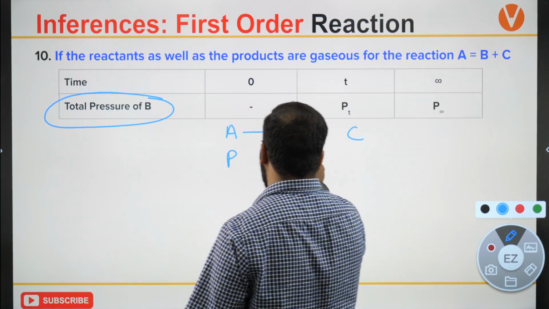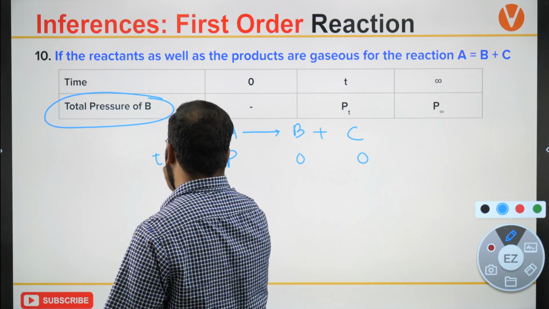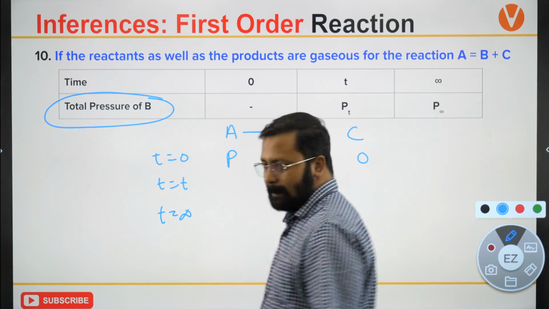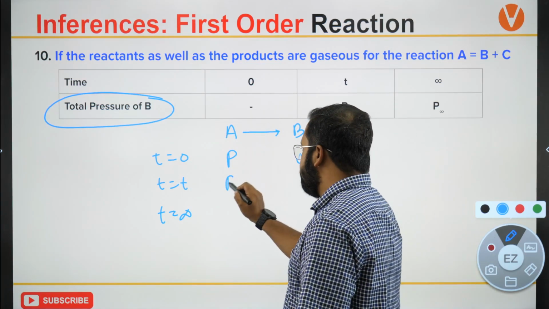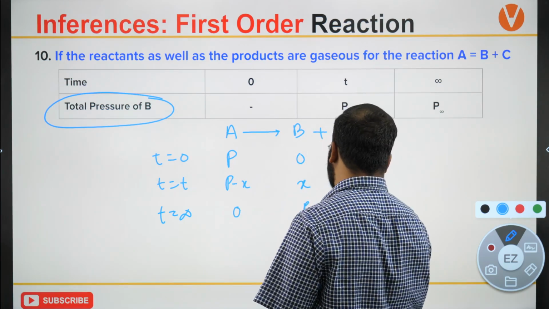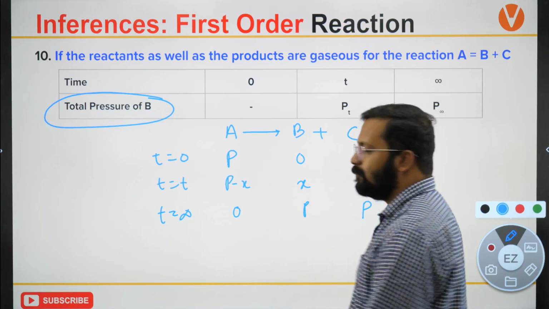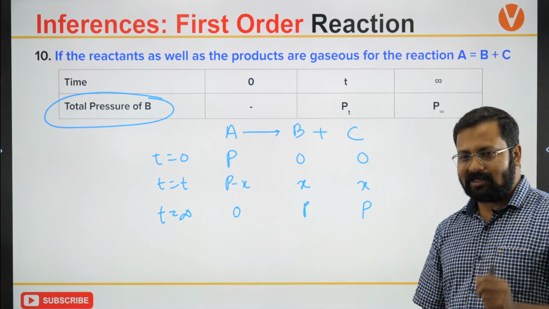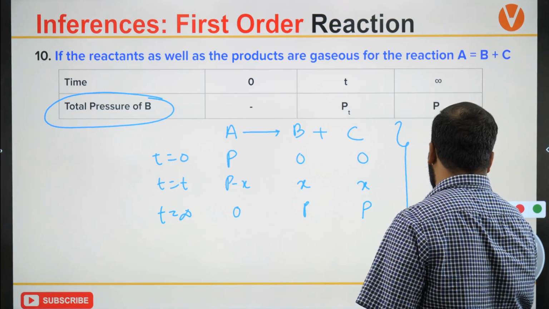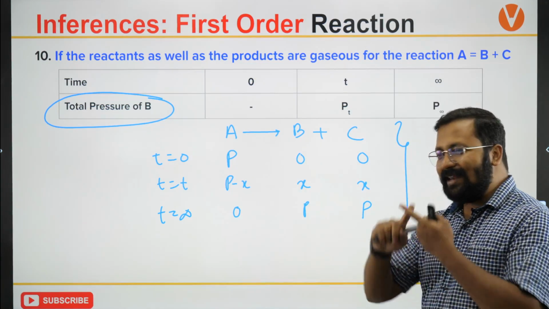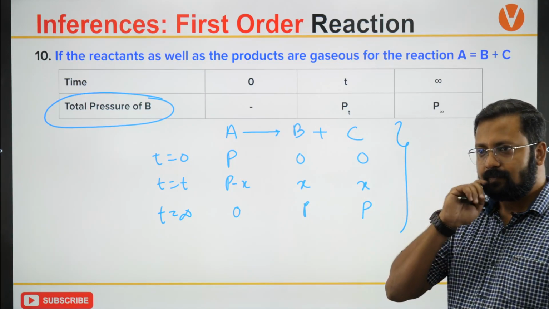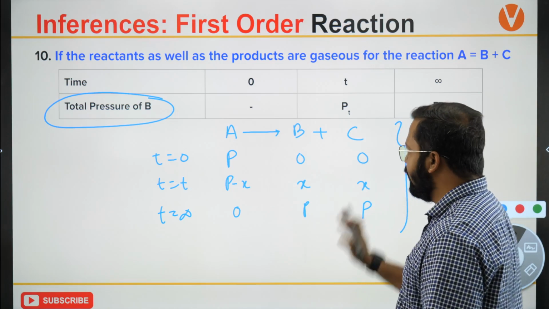This will be P0 at time equals 0, time equals T, time equals infinity. Clear? This is P minus X, this is X, this is X, this is 0, this is P, and this is P. Now what information is given? Pressure of B. So we will get two results. What do I need? I need A and I need X. Okay? I need A and I need X.